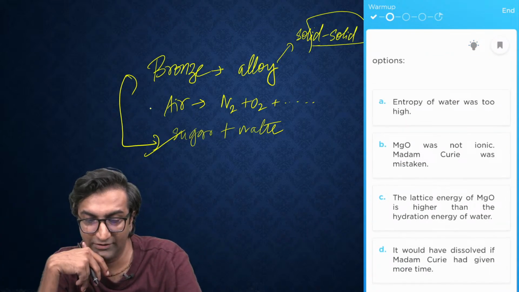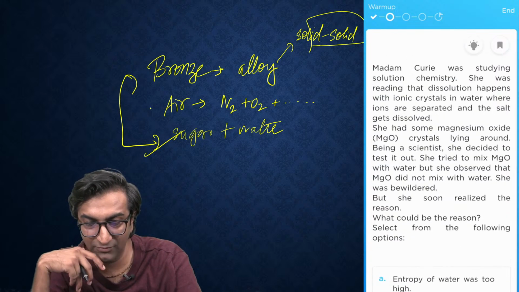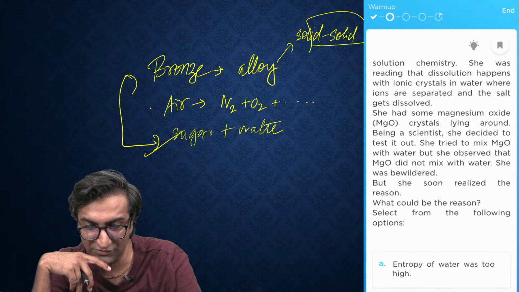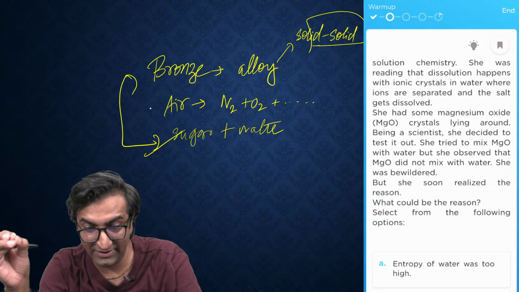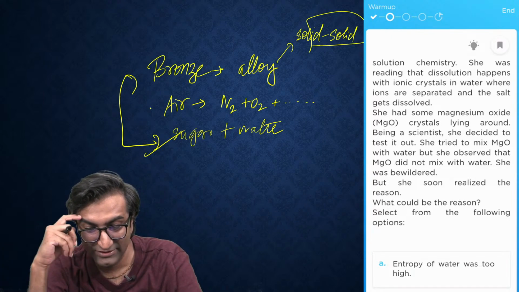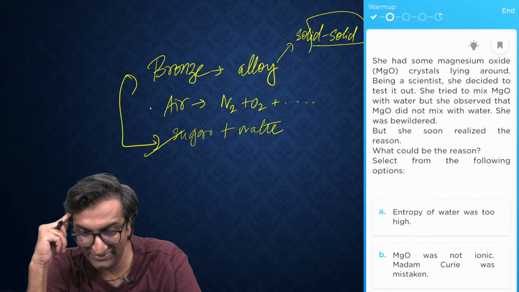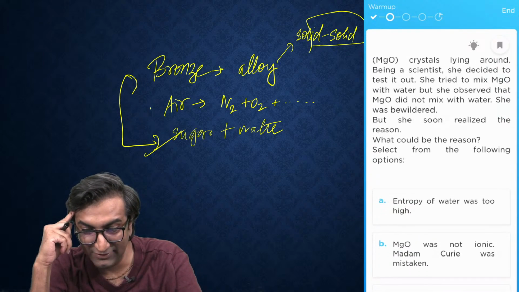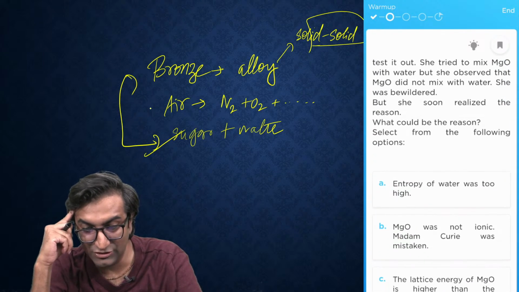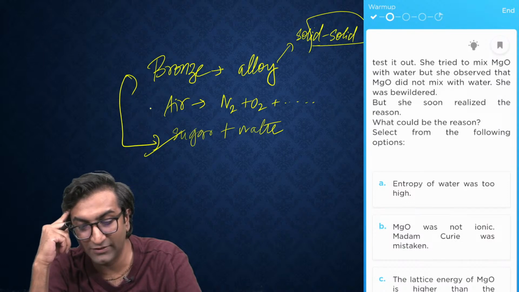Okay, how about this question? Madame Curie was studying solution chemistry. She was reading that dissolution happens with ionic crystals in water, where ions get separated and the salt gets dissolved. She had some magnesium oxide crystals. Okay, MgO थे उनके पास lying around. Being a scientist, she decided to test it out. She tried to mix MgO with water, but she observed that MgO did not mix with water.